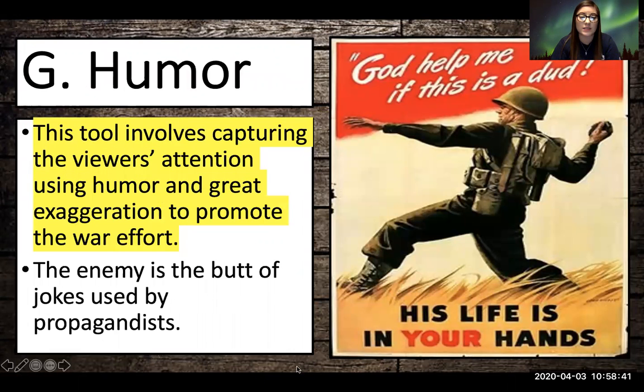Next, our last topic is going to be humor. This tool involves capturing the viewer's attention using humor and great exaggeration to promote the war effort. The enemy is the butt of jokes used by propagandists. So you see this poster here, the soldier's about to throw this grenade, and he is saying, quote, "God help me if this is a dud. His life is in your hands." Sometimes throwing humor into these propaganda posters lightens the mood around a war.